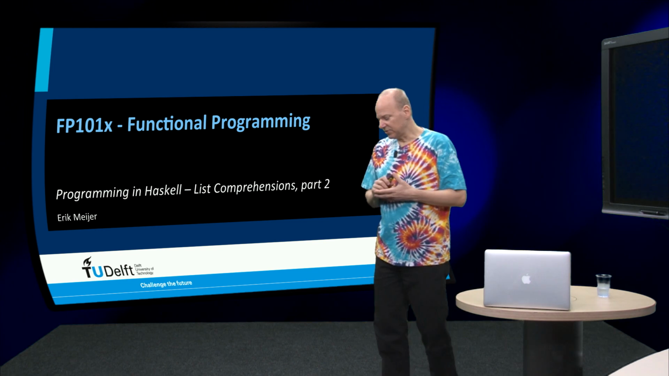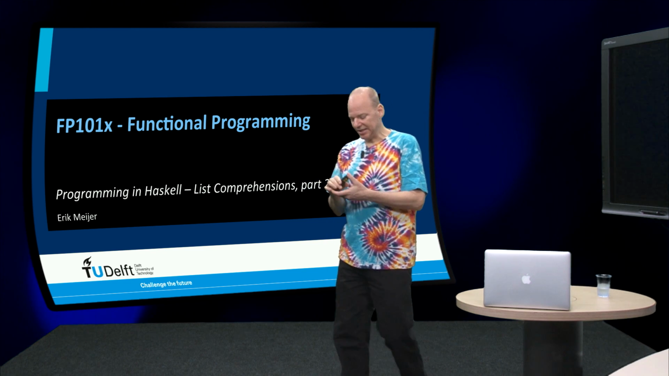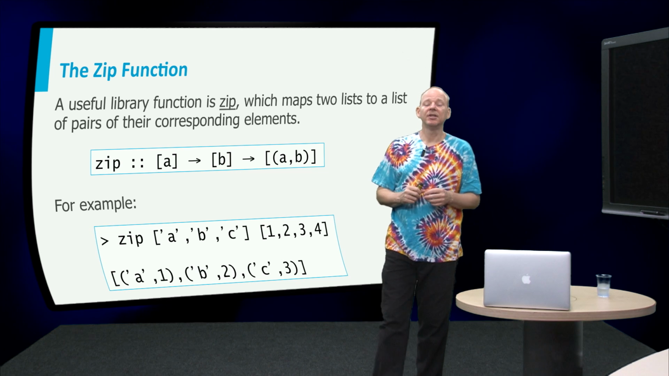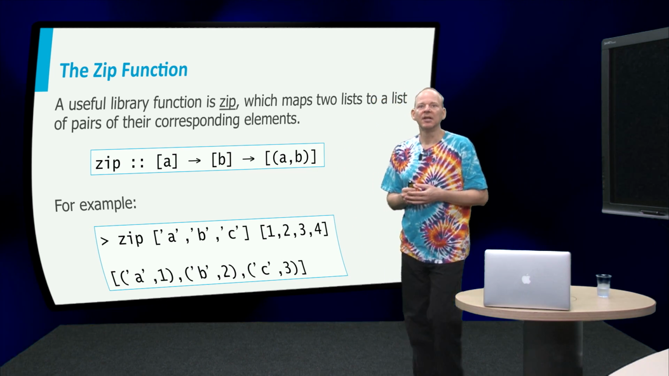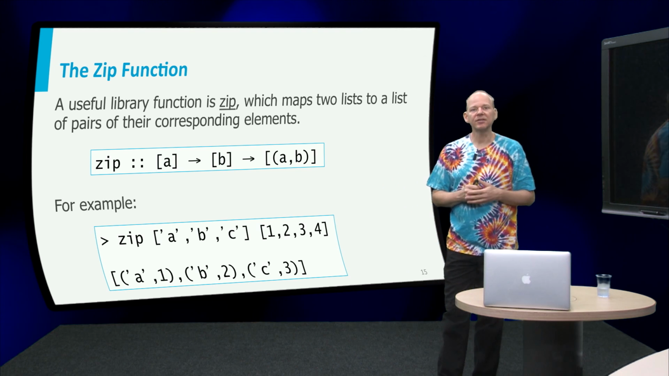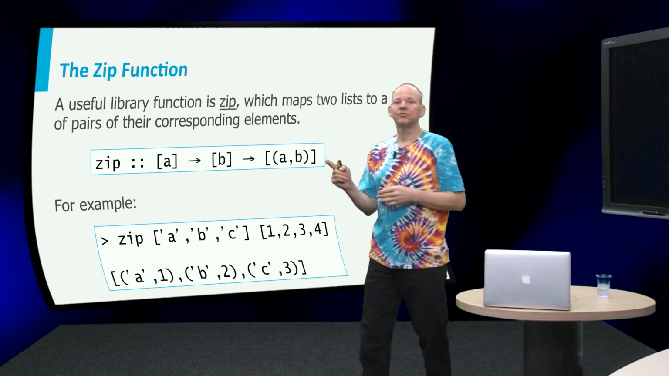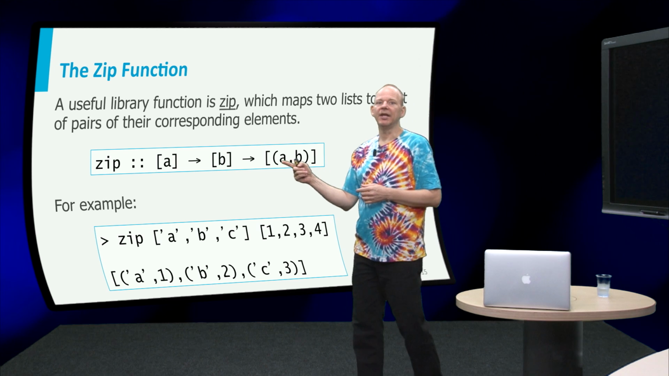And what we're going to do in the second part is talk about a function called zip that we can use to combine two lists into a single list. And here's the signature for zip. So zip has type list of A to list of B to list of pairs of A, comma B.